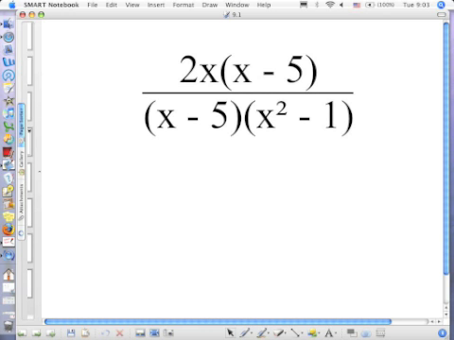All right, if you look at this first example, you have 2x times x minus 5 over x minus 5 times x squared minus 1. Factor, restrict, cancel. Is anything there that can be factored? X squared minus 1 is the difference of two squares, and it factors down to x plus 1 times x minus 1. Okay, so I have factored it.